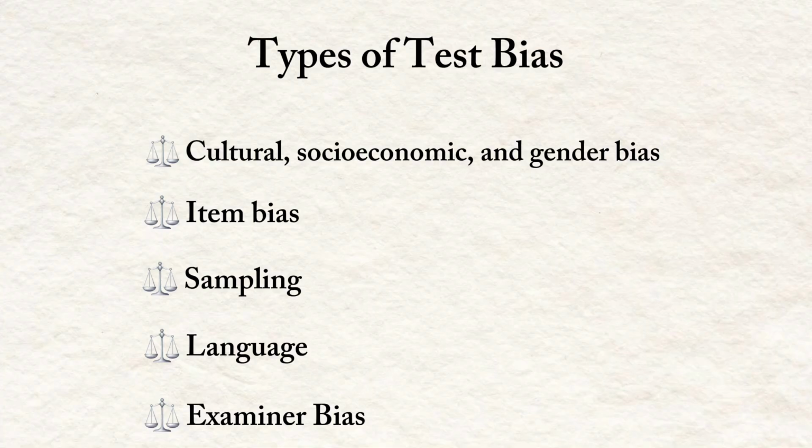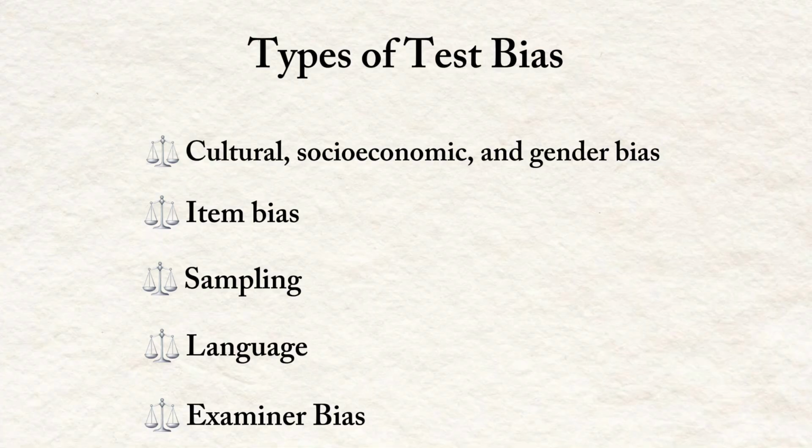First, cultural, socioeconomic, and gender bias. Cultural, socioeconomic, and gender bias occurs when a test item favors one gender, cultural, or socioeconomic group over another, uses terms that may be derogatory toward a group, or uses terms that may be more familiar to one group than another.